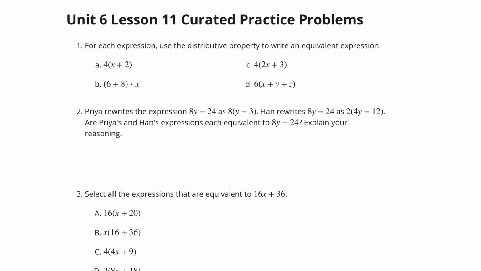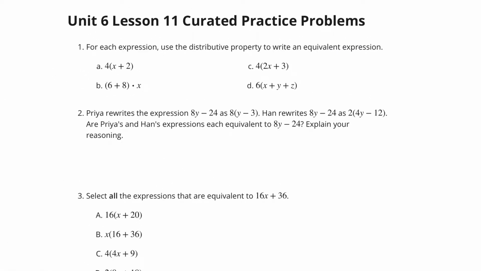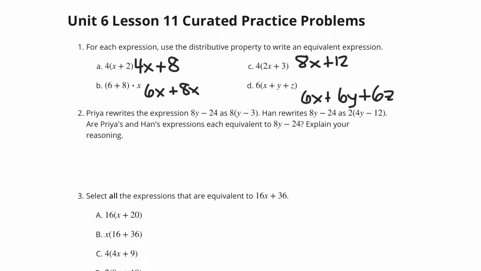For each expression, use the distributive property to write an equivalent expression. Okay, this is going to be 4 times x, which is 4x, plus 4 times 2 is 8. So 4x plus 8 is one example here. Here, you could write 6 times x plus 8 times x. Here, 4 times 2x is 8x. 4 times 3 is 12. And we can distribute to 3 terms as well. 6 times x is 6x plus 6y plus 6z.